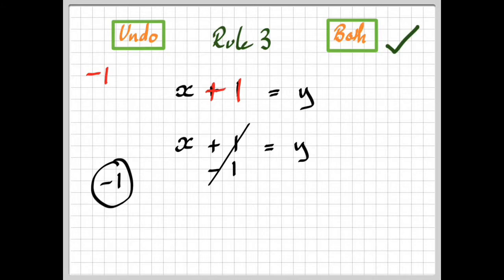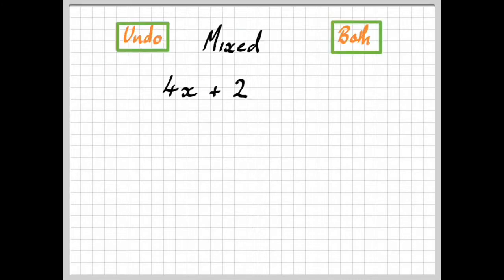This is the magic of rearranging formulas. But remembering to do it on both sides gives me y minus 1. And there you go. That's the finished formula. x equals y minus 1. It's as easy as that. Now remember, I could do this for x minus 1, and then the undo would be plus 1. It's exactly the same routine. Nice and easy.